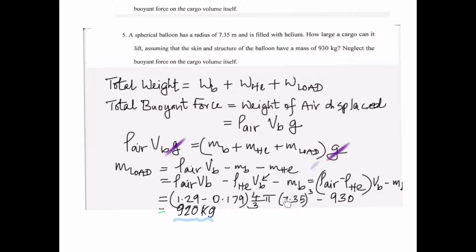I told you that the volume is 4/3 pi r cubed, which you can see here. I've just done some math to show the density of air and the density of helium, and I've taken this volume out as common. That is the mass of the skin and structure. There you go. When you do all the calculations, you get the mass of the cargo to be 920 kilograms.